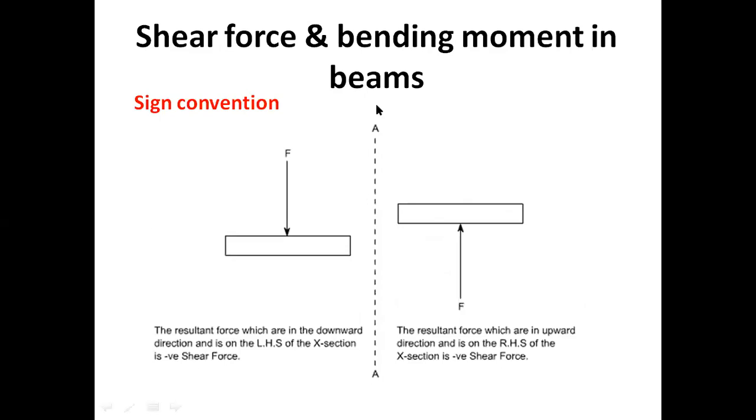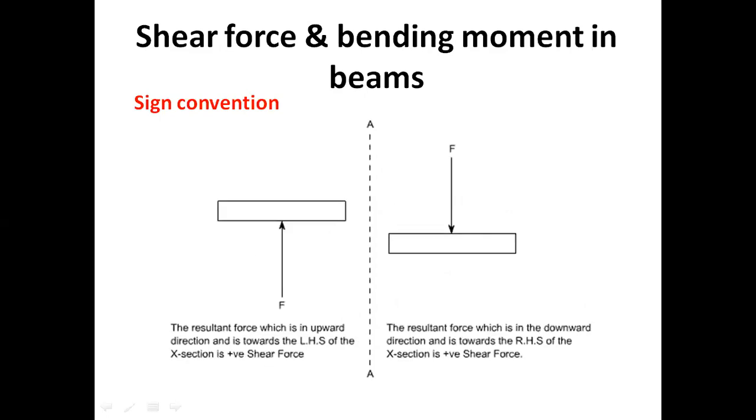So the summary is that on the left hand side of the section, all forces in the upward direction you have to take as positive, whereas all forces in the downward direction you have to take as negative. However, on the other side of the section, things would be reversed. All downward forces would be positive, whereas all upward forces would be negative.